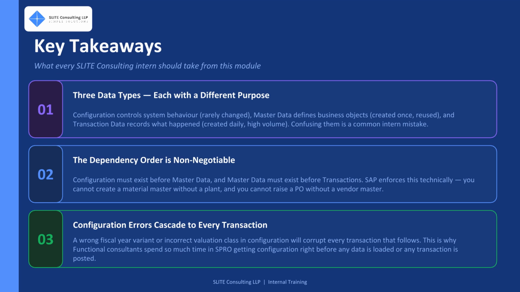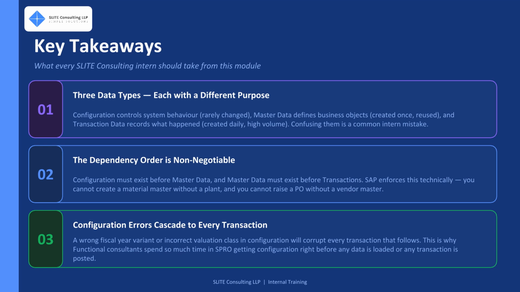The golden rule: configuration must exist before master data, and master data must exist before transactions. SAP enforces this without exception. On your first project, this rule will save you hours of confusion and potentially prevent a go-live delay.